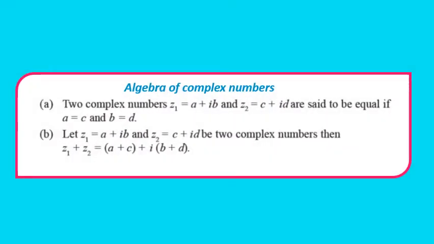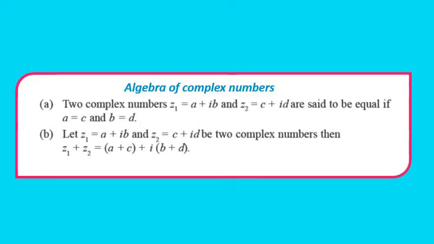Now two complex numbers z1 and z2 are said to be equal if their real parts are equal to each other and imaginary parts are equal to each other. That is, if z1 is equal to a plus ib and z2 is equal to c plus id, then they will be equal if a is equal to c and b is equal to d.